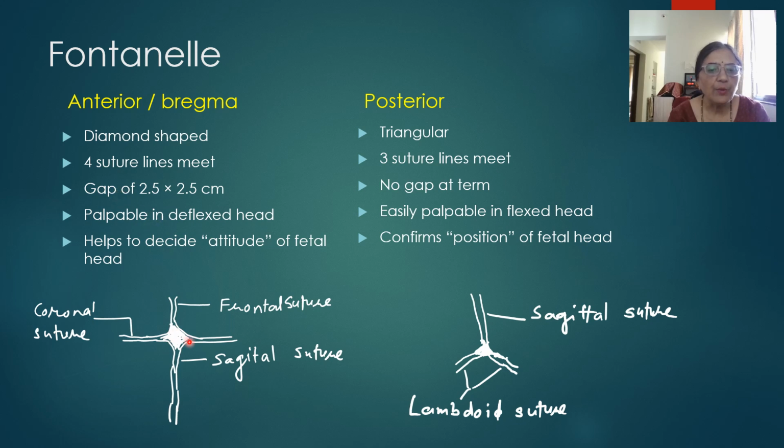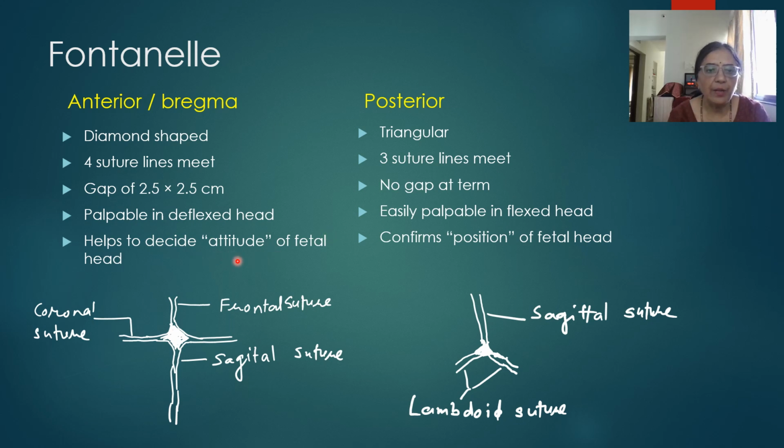It is a definite gap of 2.5 by 2.5 centimeters in size. It will be palpable. Anterior fontanelle, if it is palpable very easily, indicates that the fetal head is a deflexed head. It is not a well flexed head. So that is how it helps to decide the attitude of the fetal head, that means how much flexion there is in the fetal head.